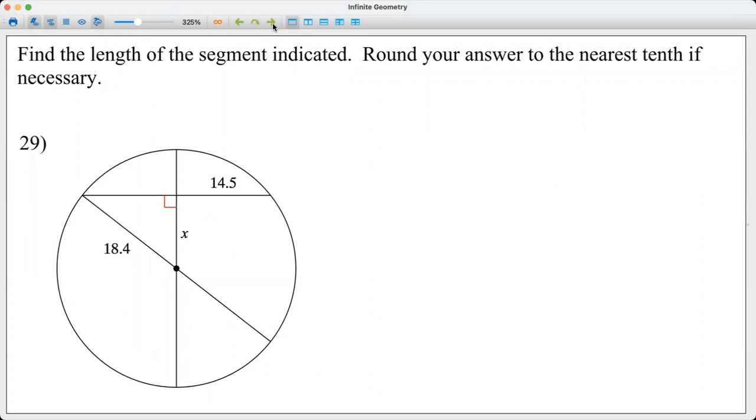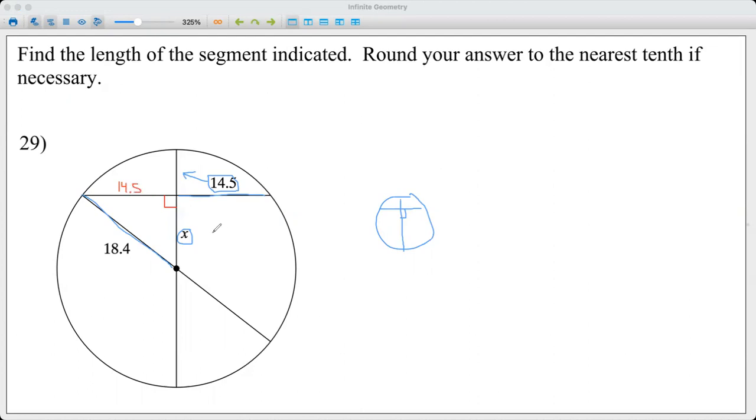Ooh, this is a good one right here. Notice this one, we're still trying to find part of a radius, right? I know the radius is 18.4, and I know this value is x, but this 14.5 is not this value. That 14.5 is this value. Remember, if you have a circle and a chord and a radius or diameter that goes through the chord and makes a right angle, then it breaks that chord up into two equal parts. So that means that this side is also 14.5.